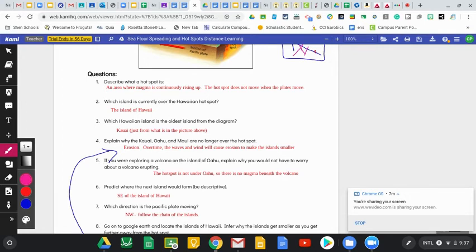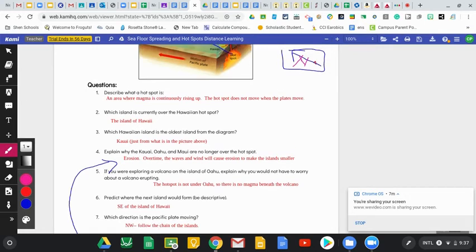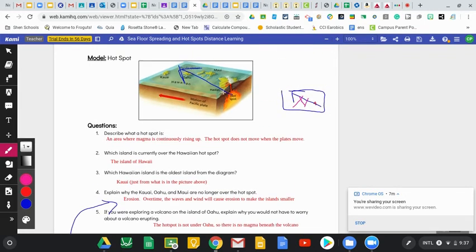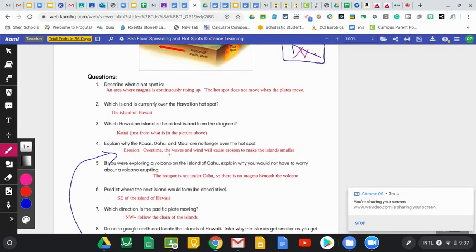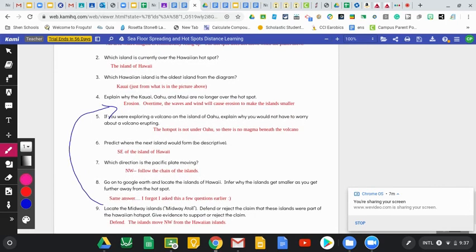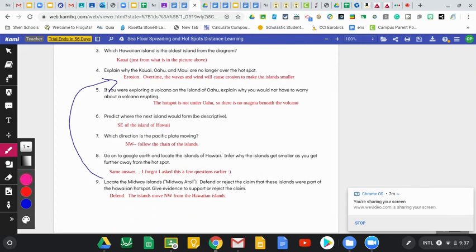Predict where the next island would form. Be specific. So these islands are moving, or the plates are moving northeast, so the next island would form, correction. The plate is moving northwest, so the new island would form southeast of Hawaii. Okay, so which direction is the Pacific plate moving? Northwest. Follow the chain of the islands. And again, same answer. I forgot I asked the question like 3 questions before, so sorry about that.